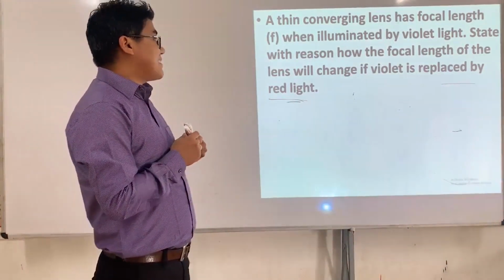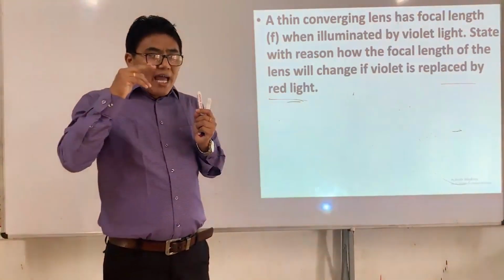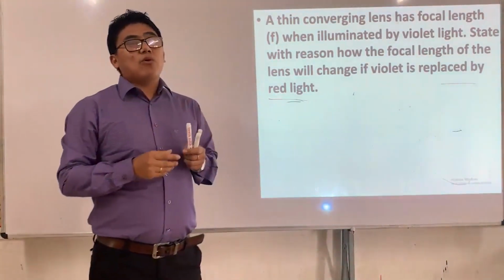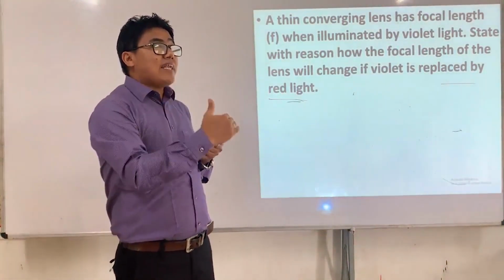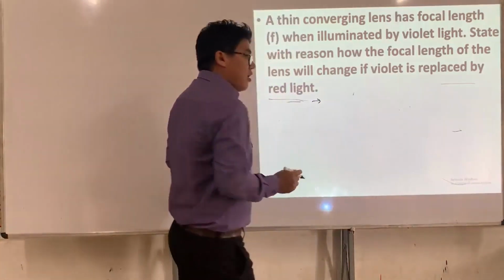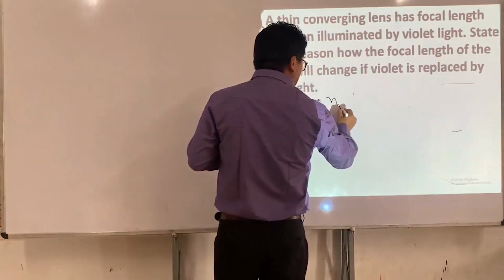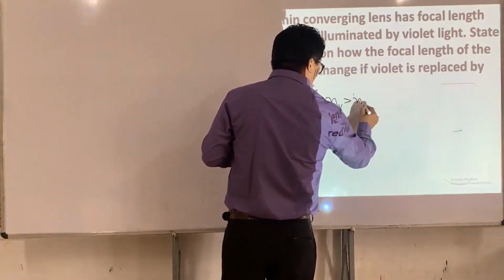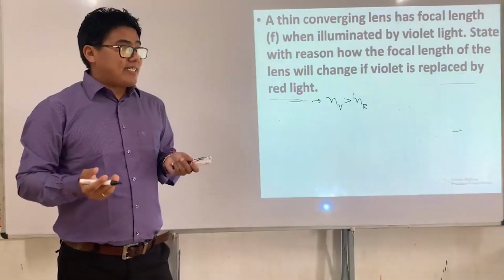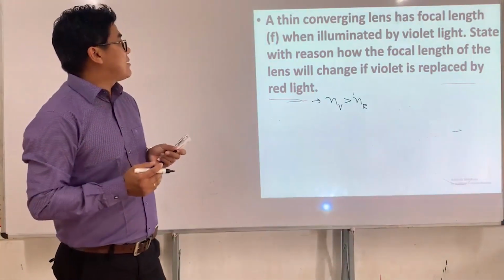So violet and red. We learned last time that when violet light passes through glass or a lens, and when red light passes through it, the refractive index for violet is different from that for red. We know that the refractive index of violet is more than the refractive index of red. Why? Because the bending is more for violet than red.